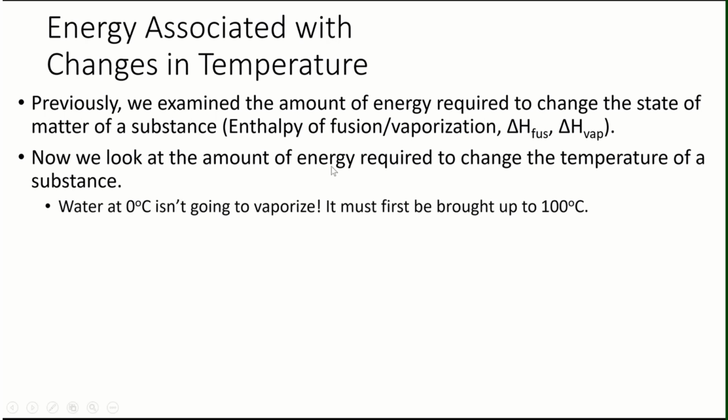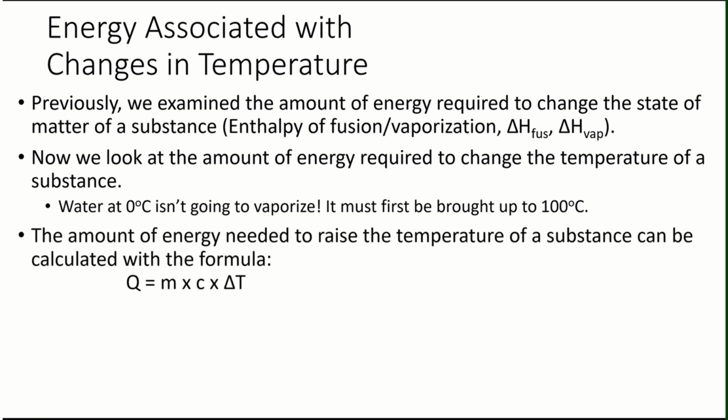So, if you think about it, we have a cube of ice. We melt that cube of ice. We would now have water at 0 degrees. It's not going to vaporize. Water must first be brought up to the boiling point of water, which is 100 degrees Celsius. In order to do that, there's a different formula. We must add energy, and there's a different formula associated with the amount of energy to bring up the temperature of a substance.